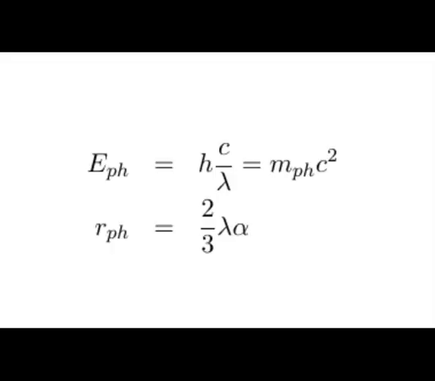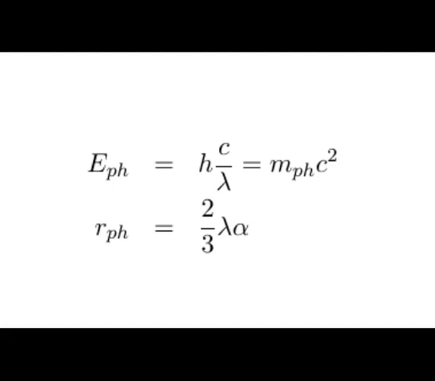So if you have this, then you can play around with it a bit, and you see that through the definition of energy, Planck's constant times c divided by the wavelength should be equal to the mass of the photon times c squared, which is a classical, simple, straightforward equation. I mean, energy and mass are connected in this way. And if you play around with this, you can obtain the radius of the photon.